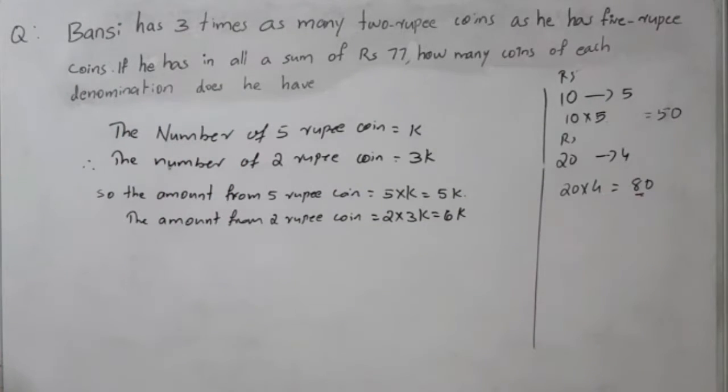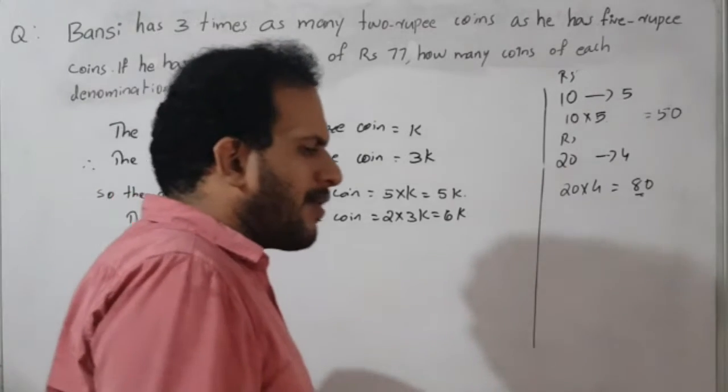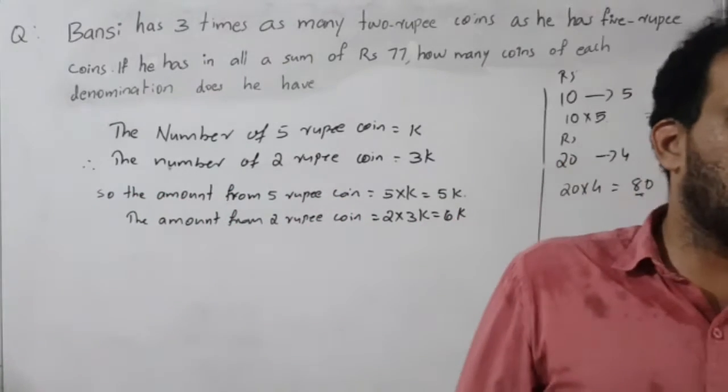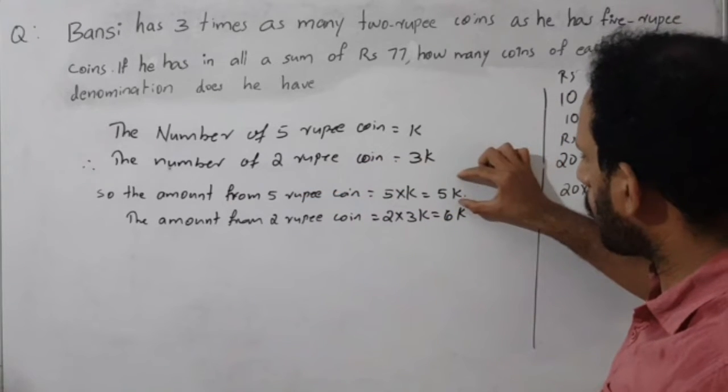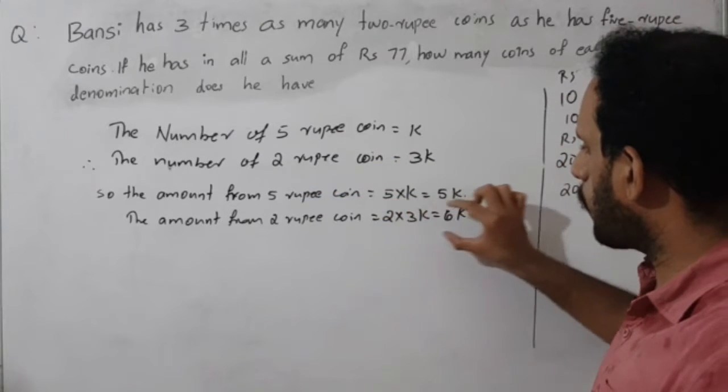So next, how do we get the total amount? What is the total amount? The total amount means the amount from 5 rupee coin plus the amount from 2 rupee coin.